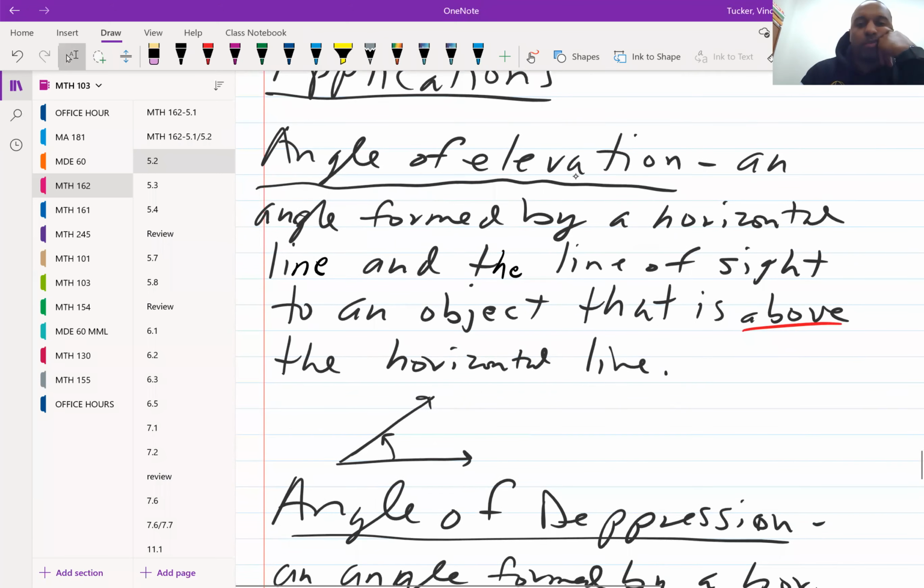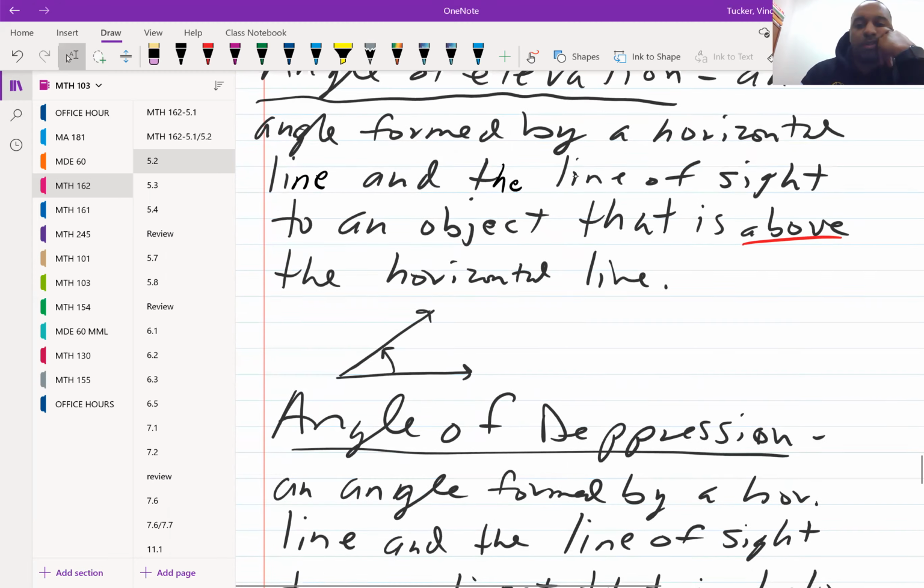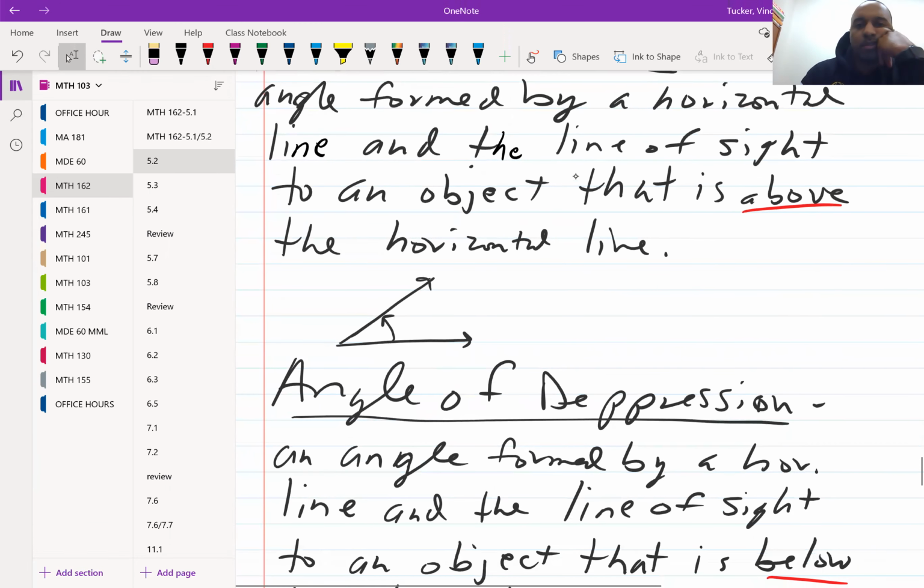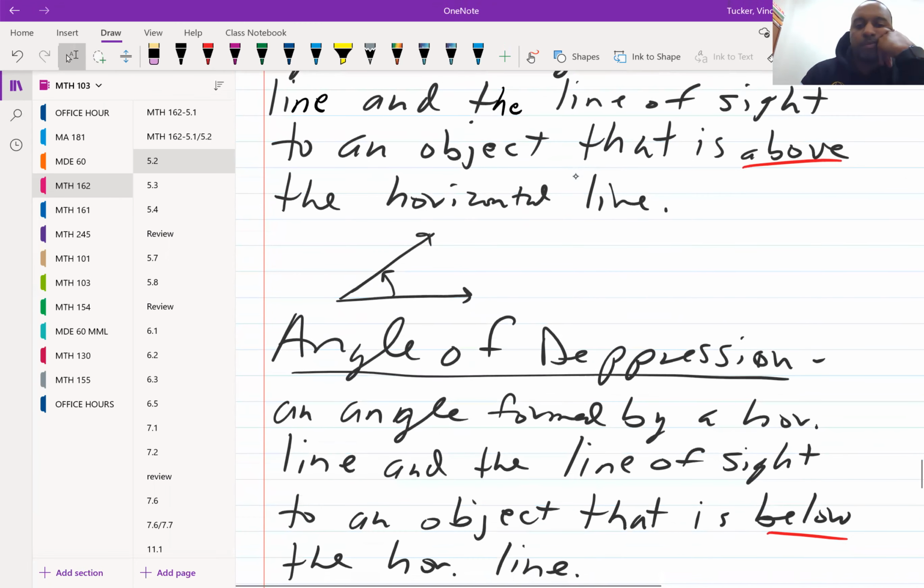Of course, if I scroll up and you're still copying something, let me know. Then your angle of depression is an angle formed by a horizontal line and the line of sight to an object that is below the horizontal line. Go ahead and write that out.